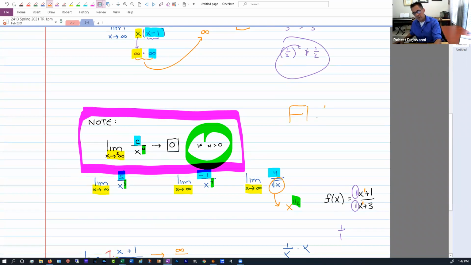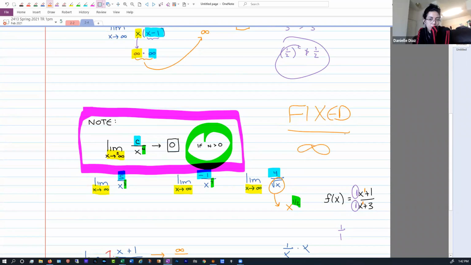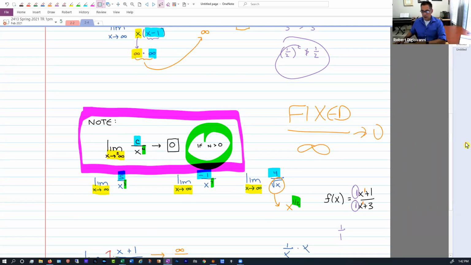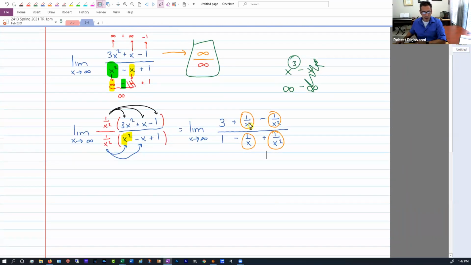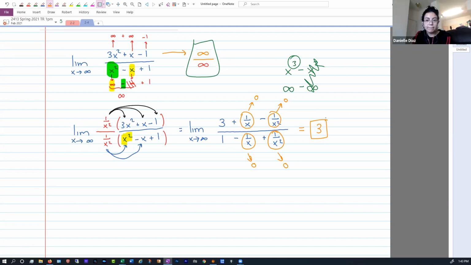Yeah, that's the major idea today. Anytime we have fixed over anything that goes to infinity, that will go to 0. And so what we've done is we have made a couple of these pieces do that. And so now this vanishes to 0, vanishes to 0, vanishes to 0, vanishes to 0, which leaves us simply the 3 over 1, which is 3. Danielle, does that make sense? Not even one. All right, anybody have any questions on that? I'm about to do another one.